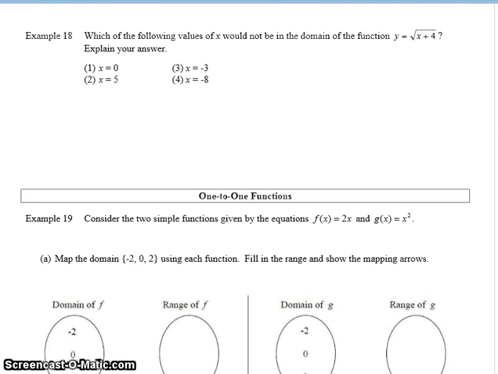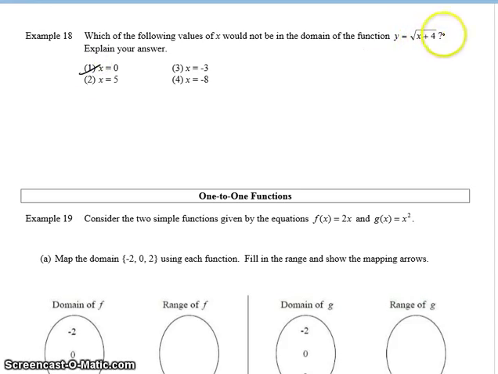Last example here, example 18. Which of the following values of x would not be in the domain? Okay, be careful. So best thing you can do is plug in your choices. So if you were to plug in a 0 over here, 0 plus 4 is 4, but the square root of 4 is positive or -2, so that one's fine.